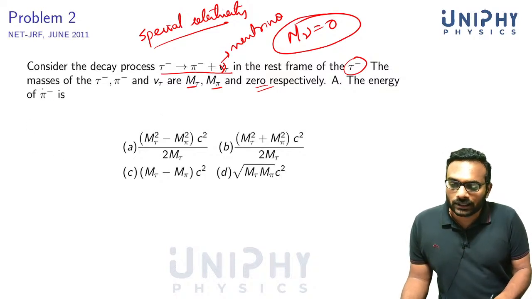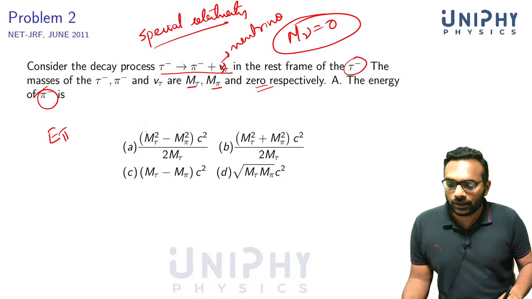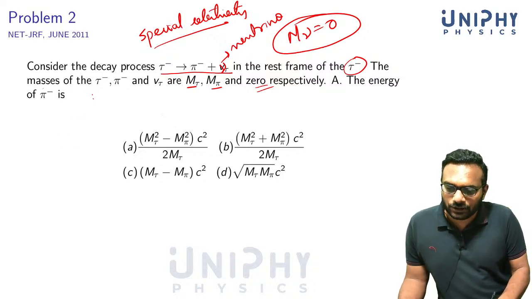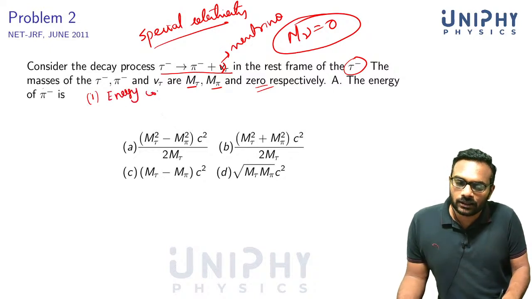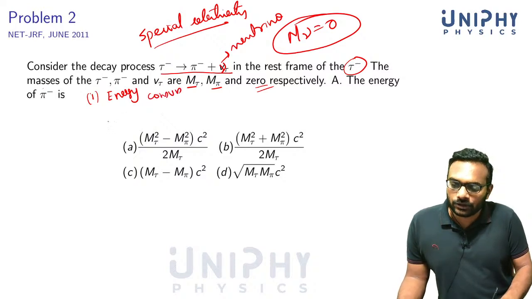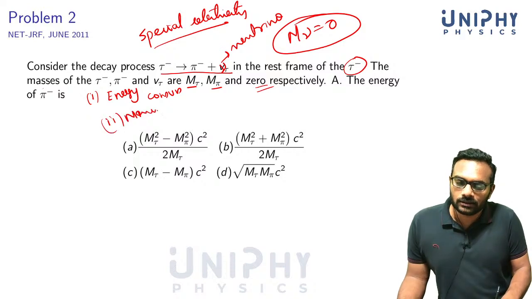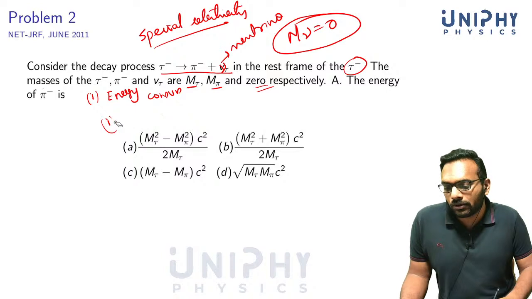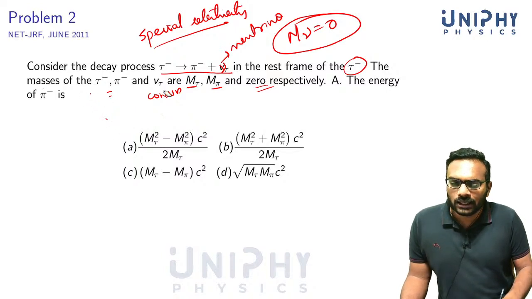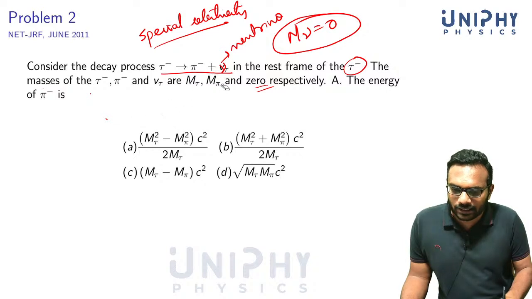The question is, what is the energy of pi minus? You need to find E pi. Now how do we do this? There are different ways to do this. One way is the traditional way, where you consider the energy conservation equation and equate the energy on both sides, and you also use the momentum conservation. Then you can play around with the equations and solve for energy. But we will be doing it in a slightly easier manner using 4 vectors.